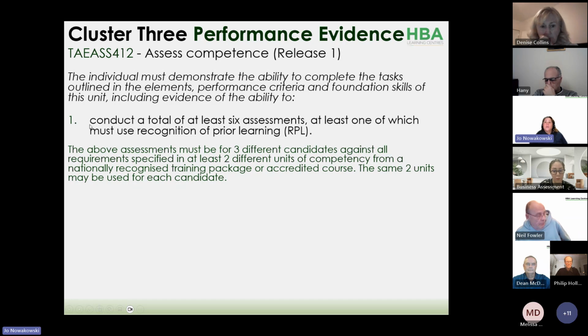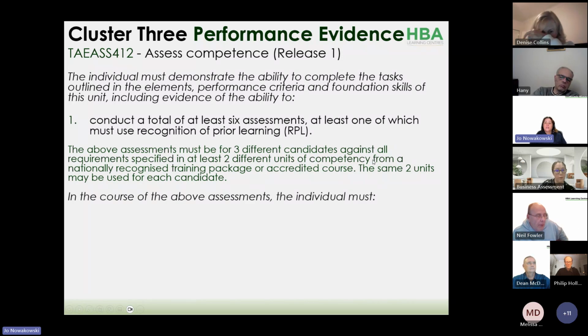Okay, so number 1, we understand where these 6 assessments are coming from, and we can see where we're going to be conducting these assessments, right? Okay, next. In the course of the above assessments, the individual must use current and validated assessment tools. Do you recall in the previous unit, it says we have to pre-validate? So that's how we're going to be using validated assessment tools, because we're pre-validating the assessment tools.